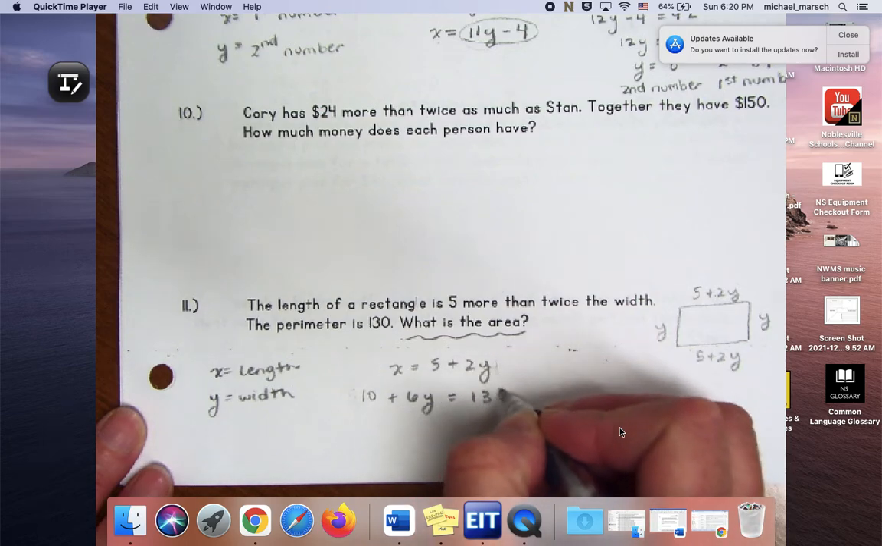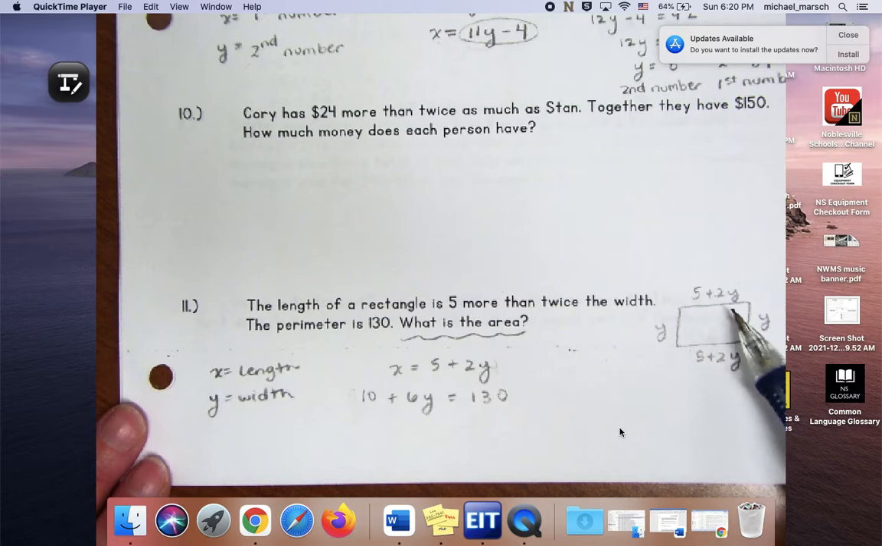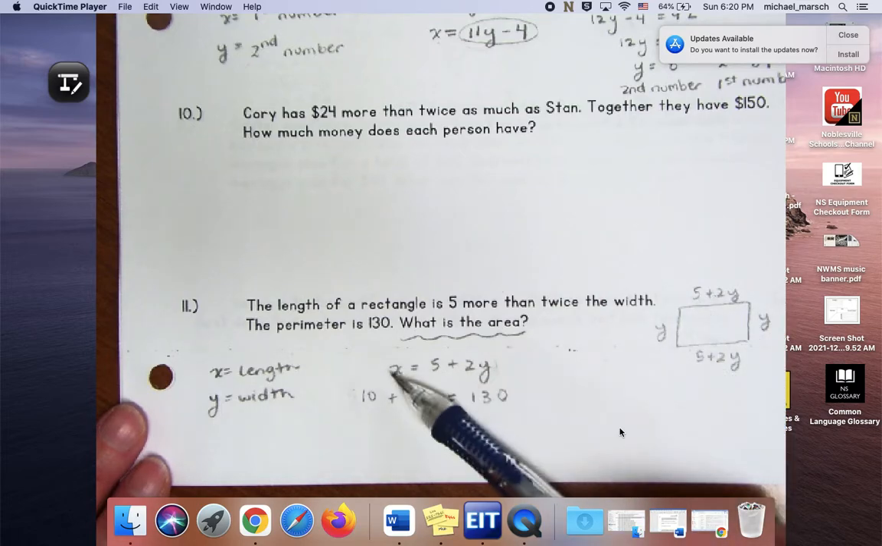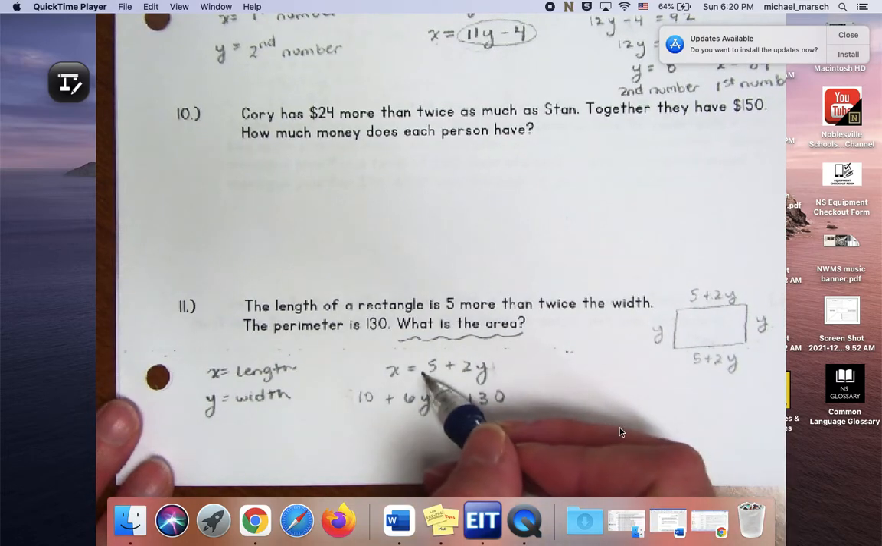And I know that adds up to 130, right? So I added all of these different expressions together. So 5 plus 5 is the 10. And then I have a total of 6 y's, because remember, perimeter is distance around, and they tell me it's 130. So this is another one where I can use substitution.